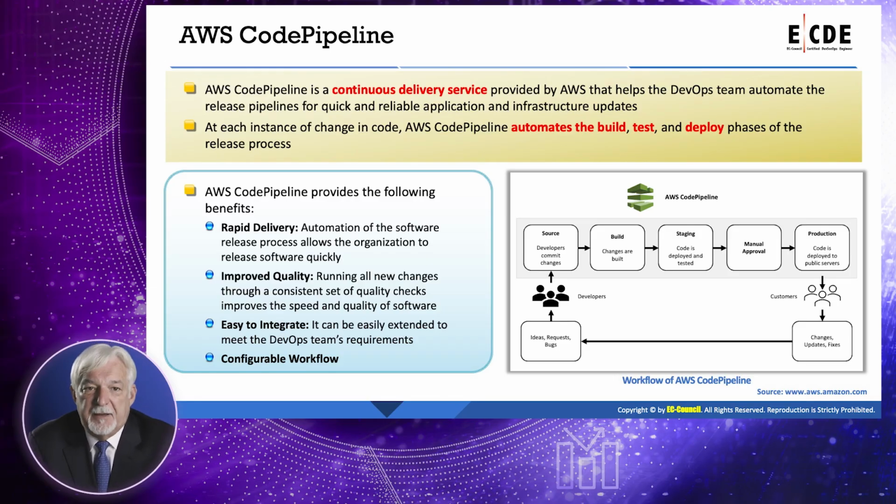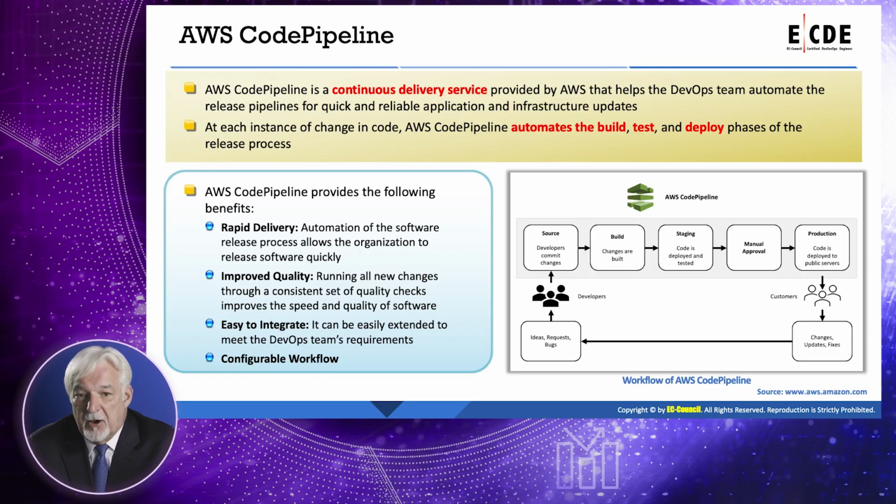AWS CodePipeline is a continuous delivery service provided by AWS, and it helps the DevOps team to automate the release of pipelines for quick and reliable application and infrastructure updates. At each instance of change in code, the AWS CodePipeline automates the build, test, and deploy phases of the release process, again, freeing up your resources and allowing automation to take over and move the code through the different phases. So it provides the following benefits.